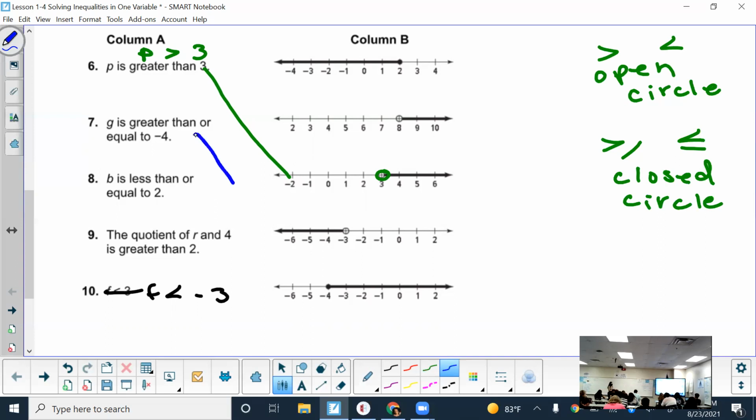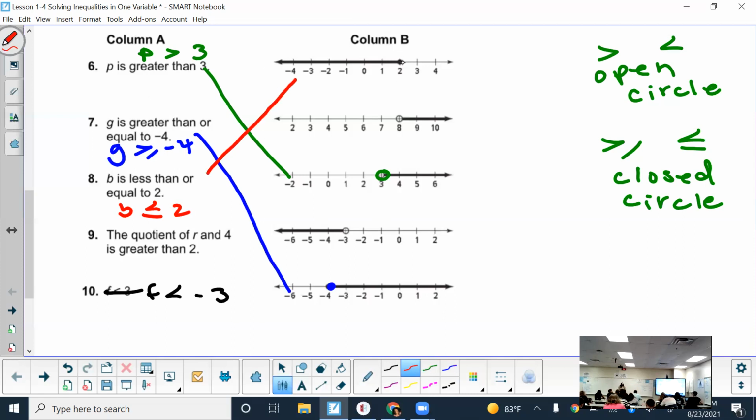All right. What about G is greater than or equal to -4? All right, good. Greater than or equal to, so look something like this. That means a closed circle and pointing in the direction of numbers bigger than -4, right? Because the alligator mouth points to the bigger number, right? The number is bigger than -4. What about number 8? B is less than or equal to 2. Good. Again, B is less than or equal to 2.